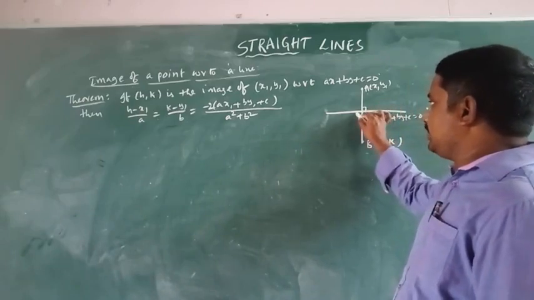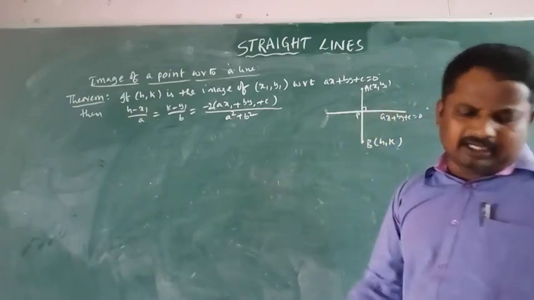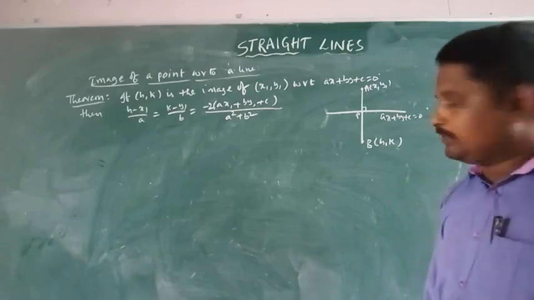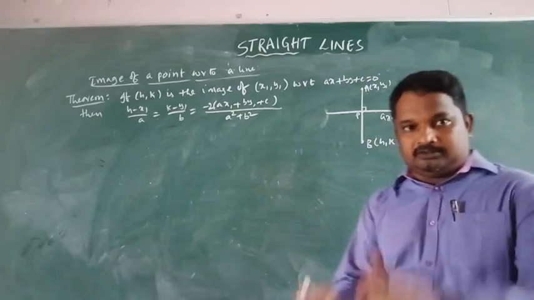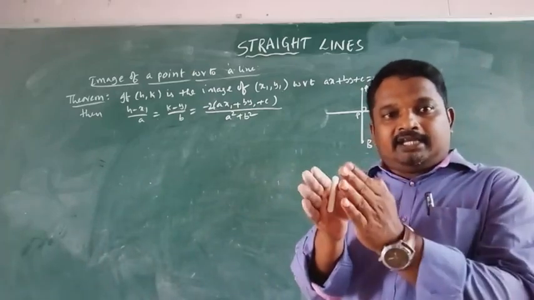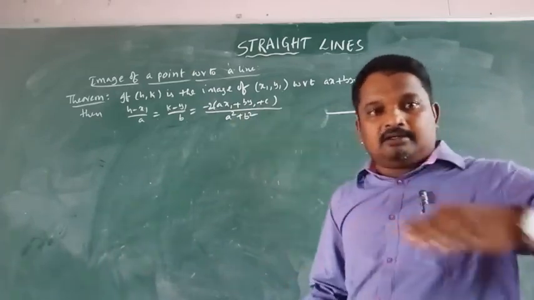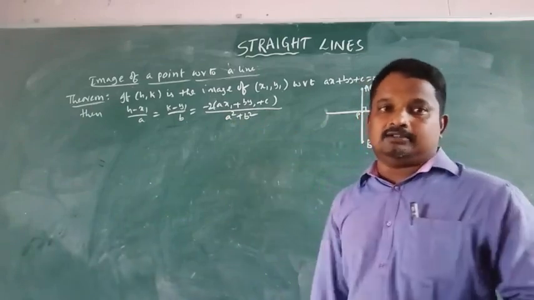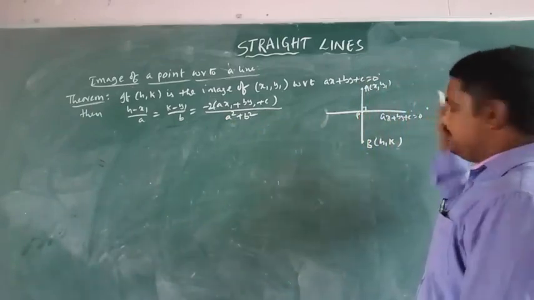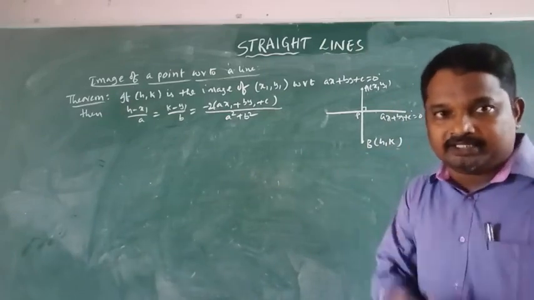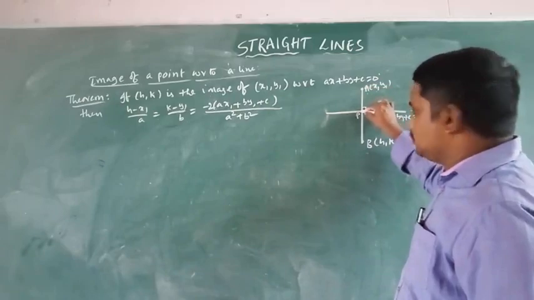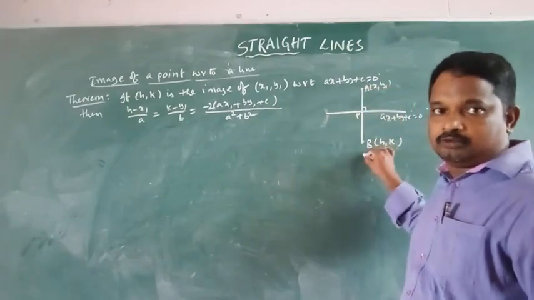So I am taking P as a point, or any point you wish. Observe this: generally, image means it is at equal distance from the line. That means if you fold along the line, both points coincide. So the line should pass through the midpoint of these two points.